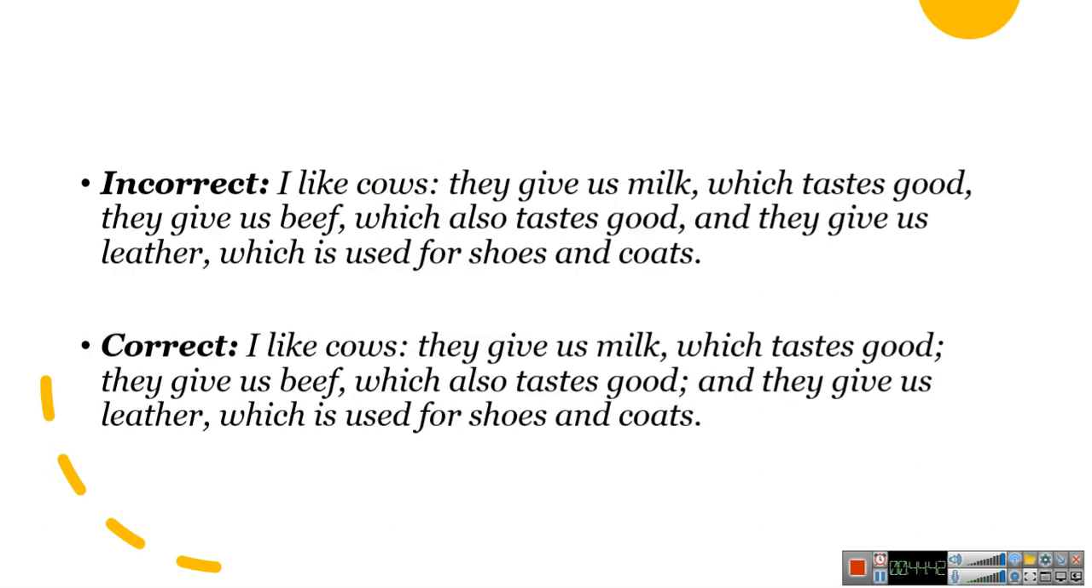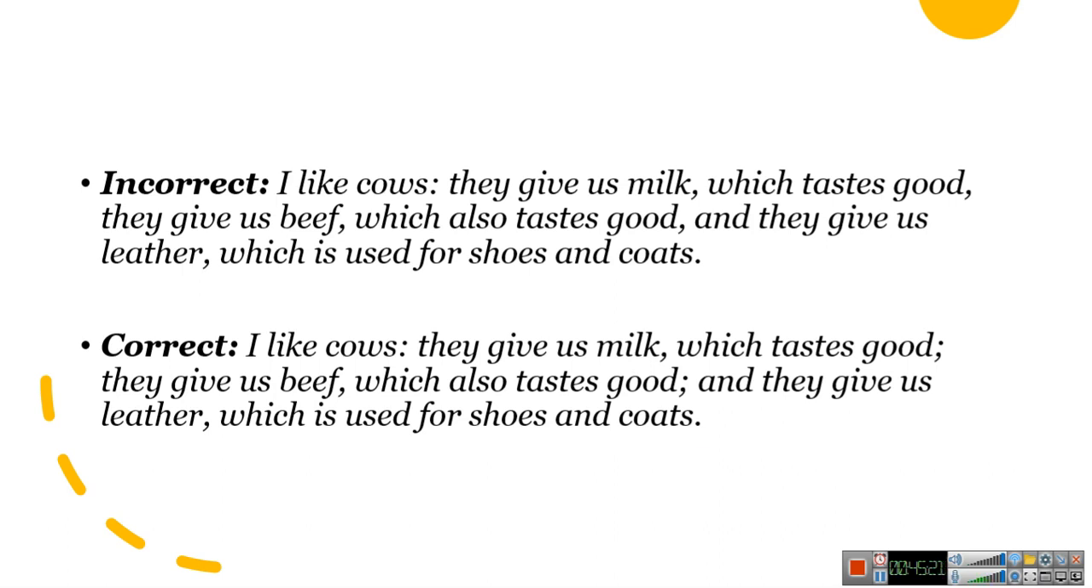Okay. Now we also have this one. It says, I like cows. They give us milk, which tastes good, they give us beef, which also tastes good, and they give us leather, which is used for shoes and coats. That's incorrect. We know that the correct way to say that is, I like cows. They give us milk, which tastes good; they give us beef, which also tastes good; and they give us leather, which is used for shoes and coats.